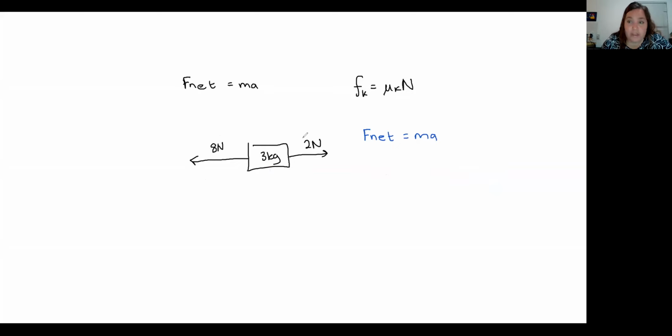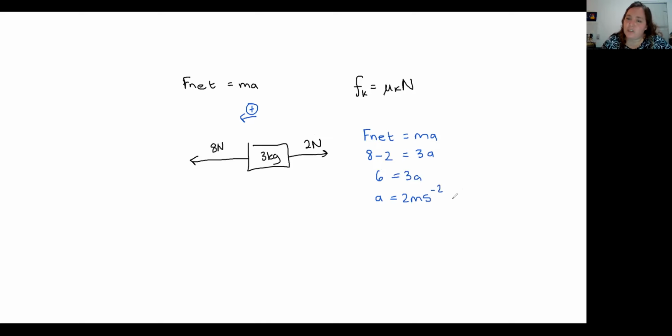My advice the whole way through this section is the direction that you pick as positive is the direction in which you think the object will accelerate. So here for my resultant force, I'm going to say 8 minus 2 is equal to 3a. Please substitute in everything, no shortcuts. So 8 minus 2 gives me 6 is equal to 3a, and therefore I get that a is 2 meters per second squared. It's a positive value.